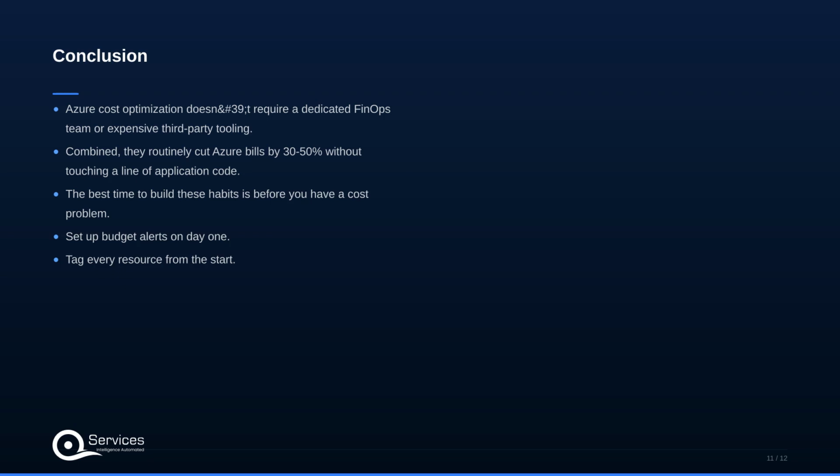The best time to build these habits is before you have a cost problem. Set up budget alerts on day 1. Tag every resource from the start. Review Advisor weekly. Add cloud cleanup to your sprint cadence. These small habits compound over months.